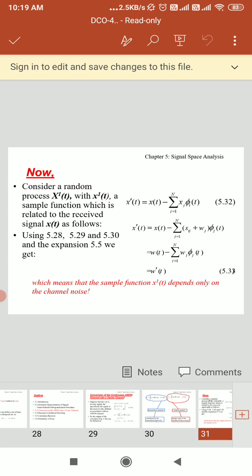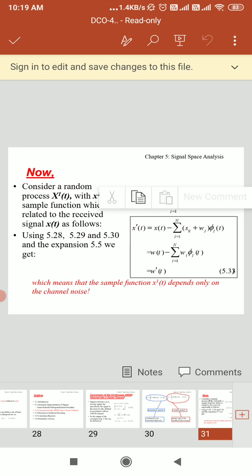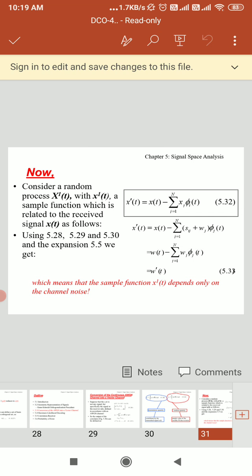So you will get x'(t) equal to x(t) minus summation j equal to 1 to n xj phi j of t. So we can say here, if we are taking our above equations, we are writing the value of xj and phi j of t here. Our equation will become x'(t) equal to x(t) minus summation j equal to 1 to n (sij plus wj) into phi j of t. So here if you solve, you will get x'(t) equal to w'(t).